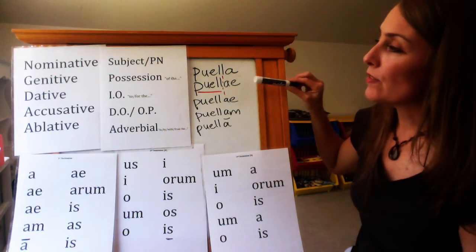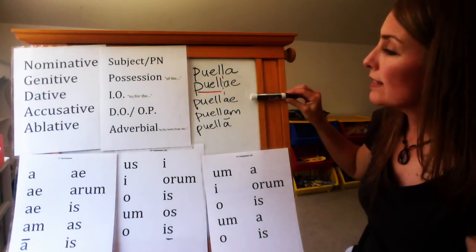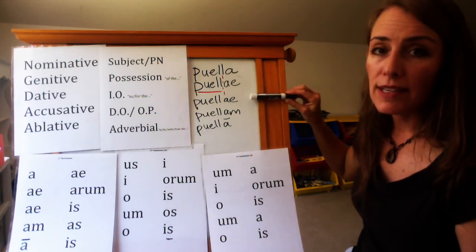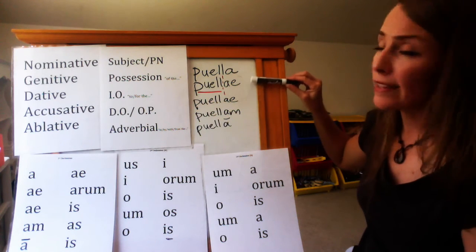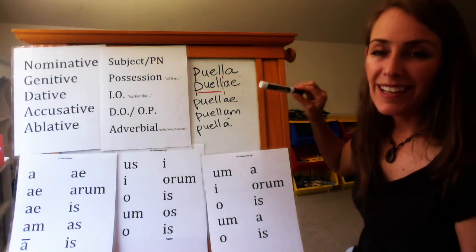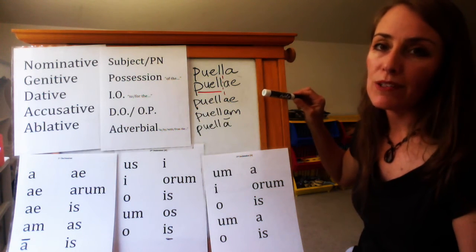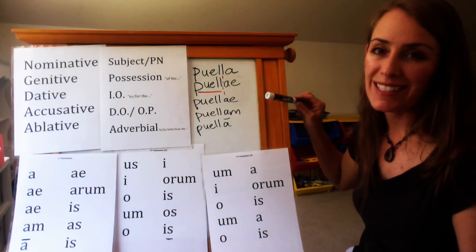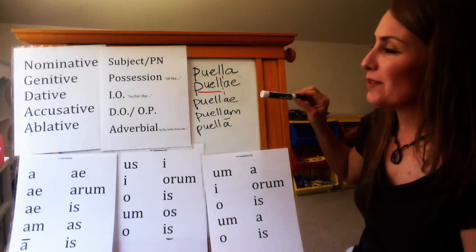If I'm speaking of girl as the indirect object, I need to have it in the dative case. The dative case would be puellae again. Now you may be saying, well, these look exactly the same. You're right. The only way you're going to be able to tell what job the noun is performing is by the context of your sentence, but it will be clear. We'll get to that a little bit later.